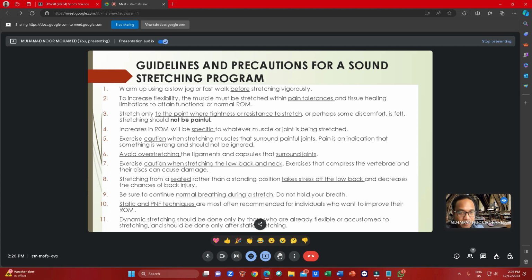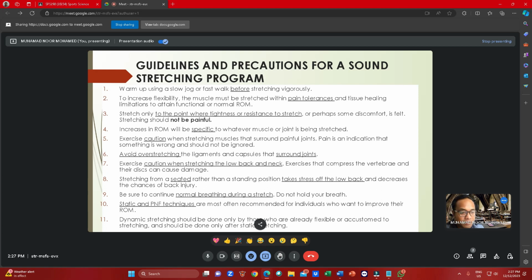Increase in range of motion will be specific to whatever muscle or joint is being stretched. So in your program, please ensure you focus on the injured part to be stretched and also on parts other than the injured part. Don't just focus on the injured part itself, because at the end of the day the injured part will increase in terms of performance, but other than that injured part, it will decrease. Exercise caution when stretching muscles that surround a painful joint. Pain is an indication that something is wrong and should not be ignored.